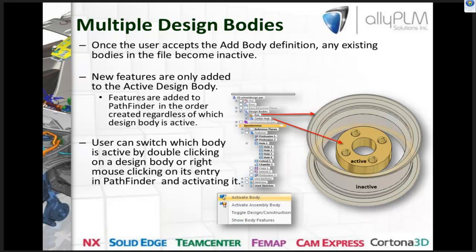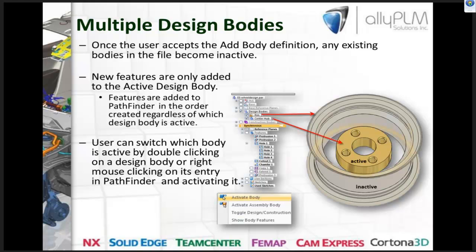Once you accept to add a body, any existing bodies in the part become inactive, and new features are only added to the active design body. Also, multi-body files have only one set of physical properties, so all bodies will share the same material settings. And I'll show you all the active and inactive in a minute.